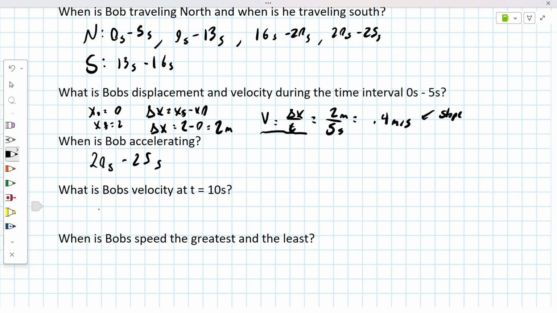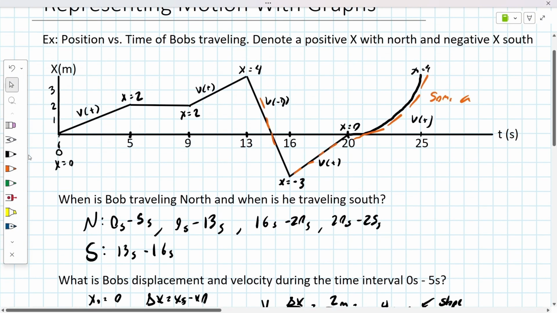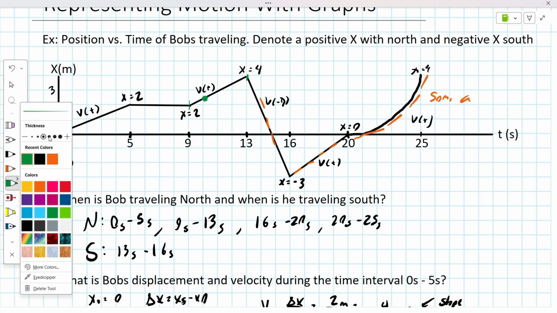So we want to know, okay, another question. What is Bob's velocity at time equals 10 seconds? So let's look back here. At 10 seconds is right around here. What is the velocity? Well, it's hard to just find what is the velocity at this exact point, right? Because we need to find initial and final position. But since we know the velocity is the same throughout this whole interval, we can use these points to find what the velocity is.